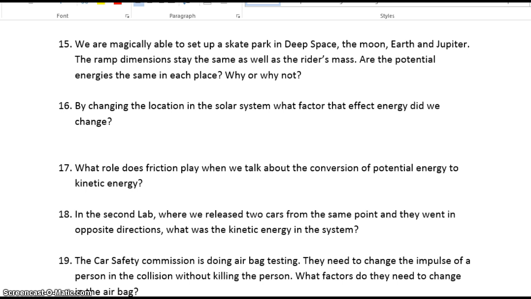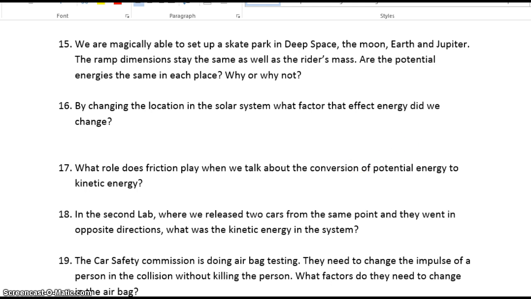And the answer is the potential energies are not the same. And the reason why is the accelerations due to gravity are different. The moon has a much smaller acceleration due to gravity than the Earth, and Jupiter has a much greater acceleration due to gravity. It's like 26 point something compared to 9.8 something. And in deep space, there is no acceleration due to gravity. And so an object just keeps on, continues in motion.